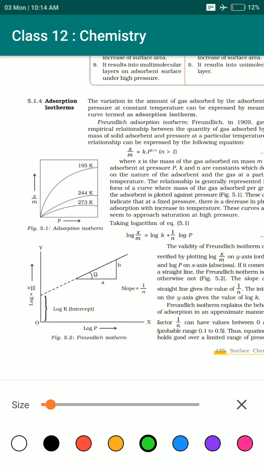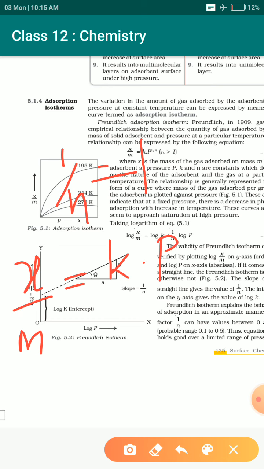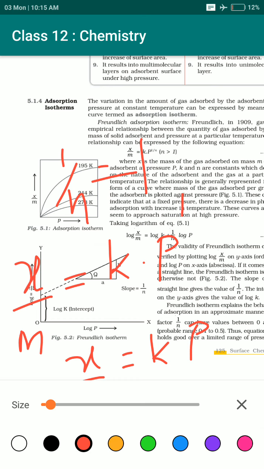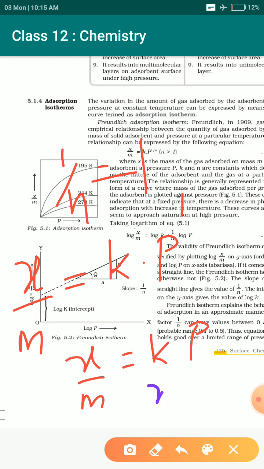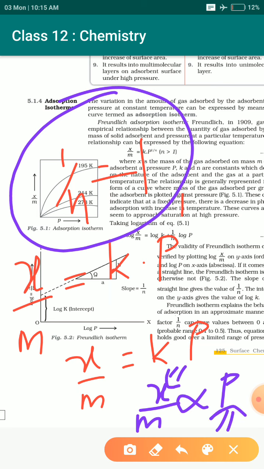What if the value of 1 by n is 1? What will be the situation or scenario in that case? So here we will have x by m equals k into p to the power 1 by n, meaning 1, so x by m will be equal to k into capital P. K is considered a constant, so we can change it into a scenario of proportionality. That means if 1 by n is equal to 1, the adsorption process will depend upon the pressure.